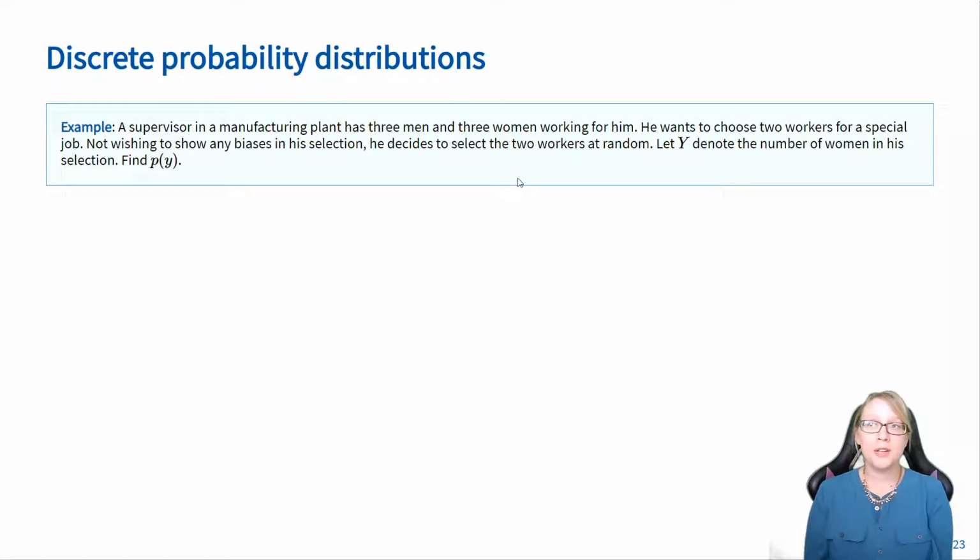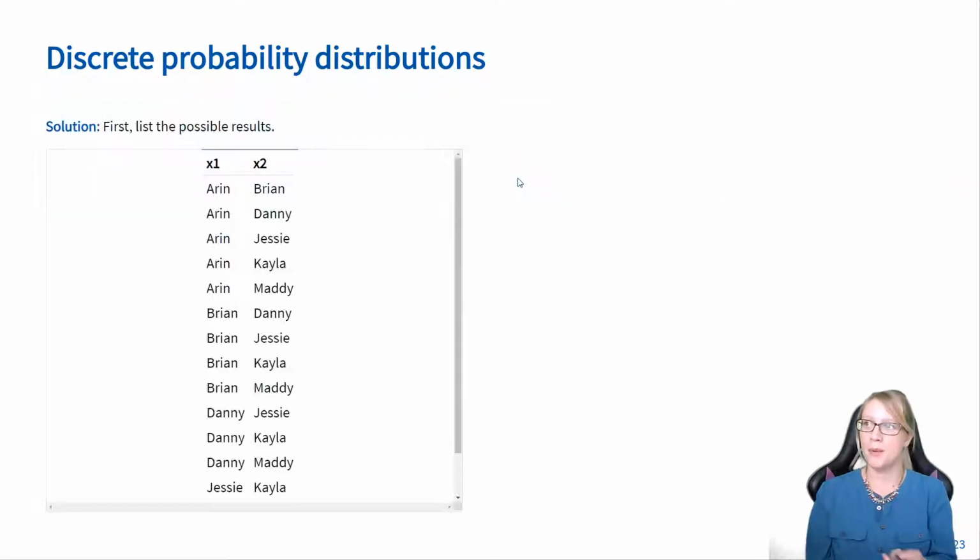We have a supervisor at a manufacturing plant who has 3 men and 3 women working for him. He'd like to choose 2 workers for a special job, kind of an easy, cushy assignment. Not wanting to show any biases, he decides to select the 2 workers at random. So we'll let y denote the number of women in the selection, and we'll find the probability of y.